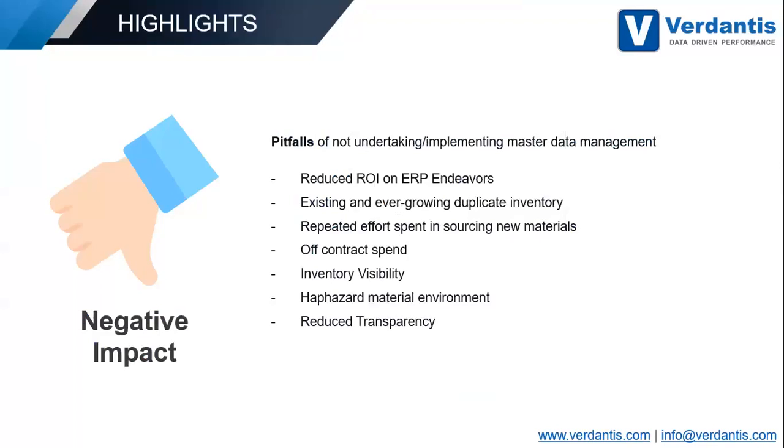Obviously, if they can't find it, they're seeing a higher percentage of spend that is off contract, which, according to Gartner, is an 18% uplift. Many of them are trying to get enhanced inventory visibility across multiple plants or regions, and to help with transparency across that process.